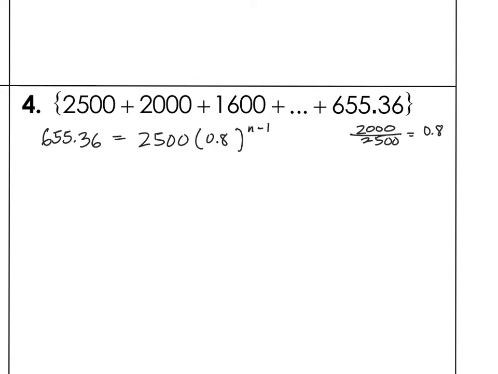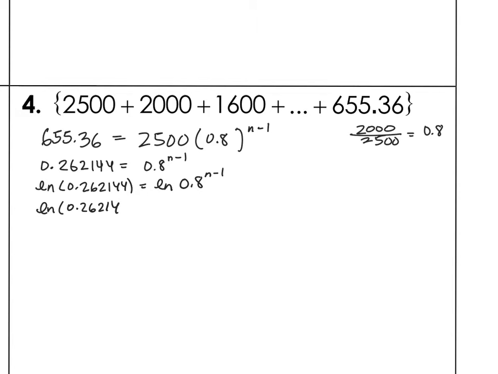So if I divide by 2500, this is 0.26214. And then I'd have that equal to 0.8 to the n minus 1 power. Well, remember, when you have an exponent and you need to solve for it, then you do the inverse of exponents, which is the logs. You can do the natural log or just a regular base 10 log, it doesn't matter. But we do a log of both sides.